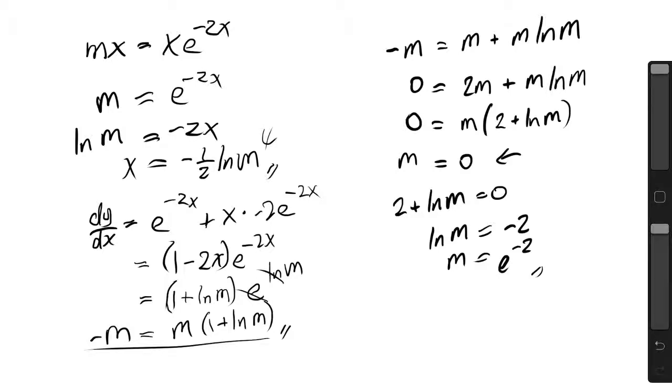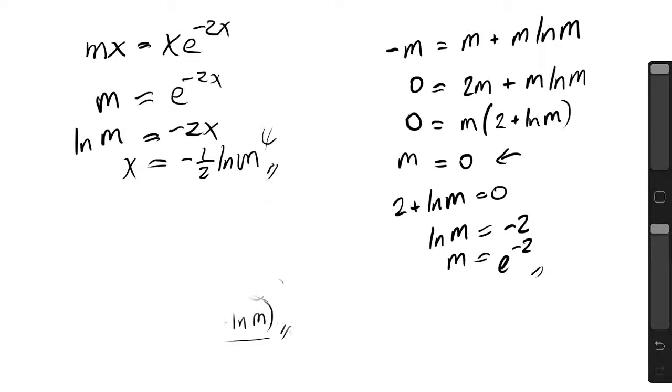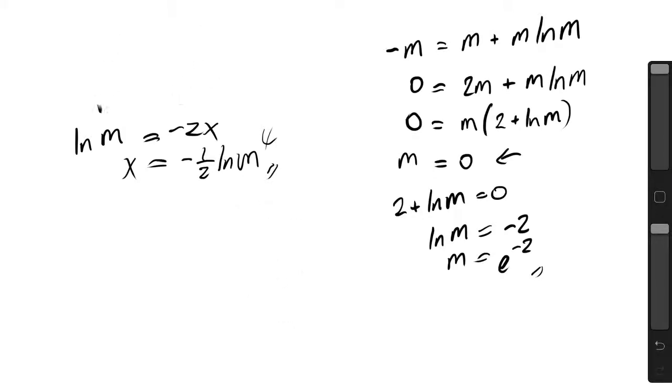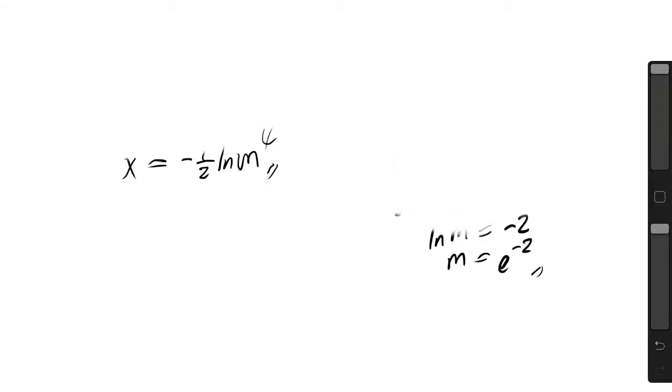Now we have the last part of this question. Find the exact area of the region shaded between OP and the curve. Now we need to take out the equations that we've found. So the first useful equation is this one, x is minus a half ln m. The second useful equation is m is e to the minus 2.